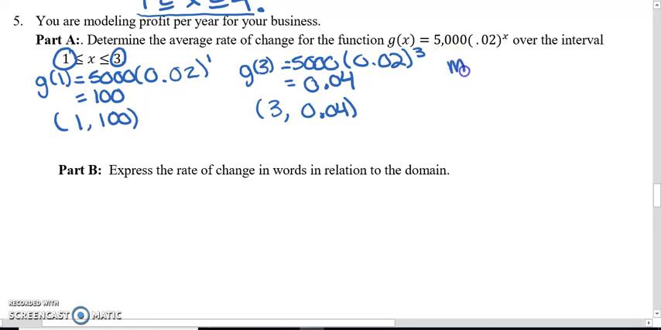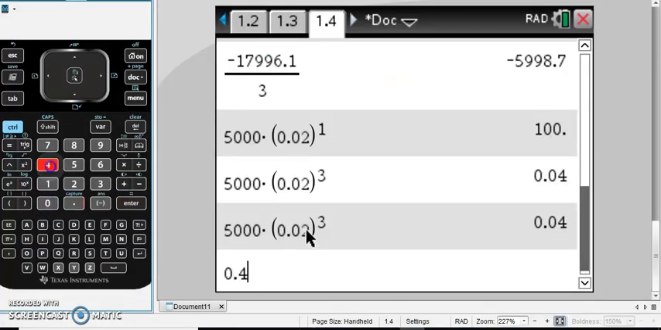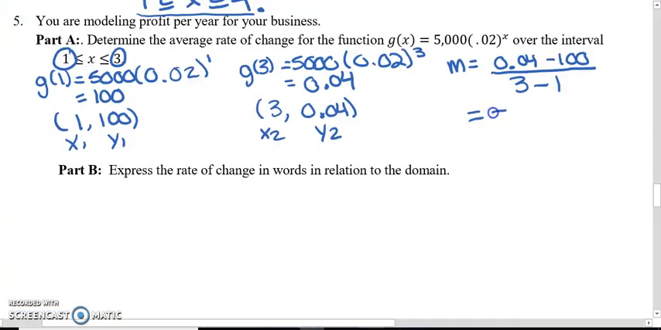So again, we do have to do slope. So it's going to be m equals, let me pre-label, x1, y1, x2, y2. So it's going to be (0.04 minus 100) all over (3 minus 1). Again, I'm going to type that into the calculator. 0.04 minus 100 equals negative 99.96. Negative 99.96 all over 3 minus 1, which is 2.